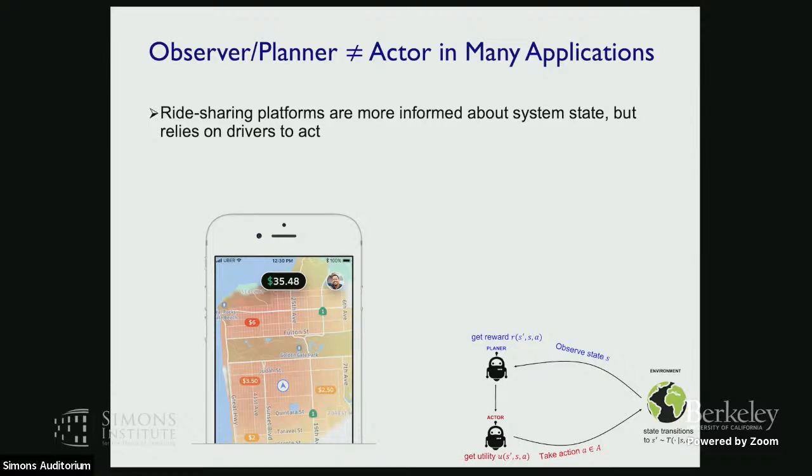But usually the system cannot drive. The system has to rely on a lot of drivers to act and then derive utility from this process. That's why you see apps like Uber partially reveal some search information to the driver, with the hope of influencing the driver's behavior. And this is already happening in reality.